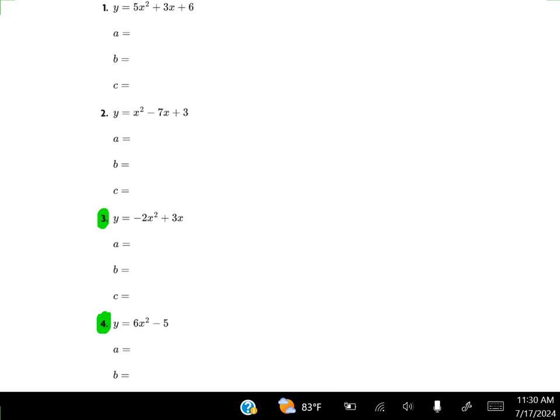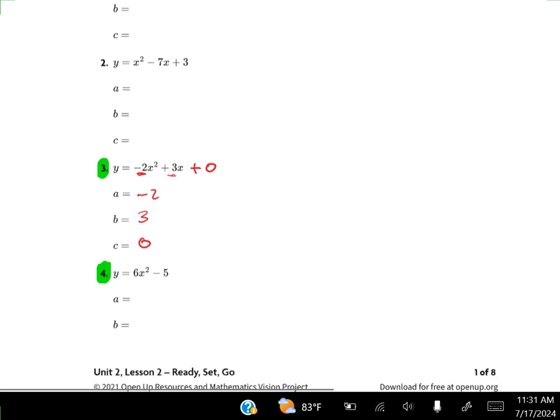So here, remember, we're dealing with the standard form. We have a is the term in front of the x squared, so a is going to be negative 2. B is the term in front of the x, so b is going to be 3. And what's not written here, and generally won't be, is that c is going to be 0, so it would be like plus 0.